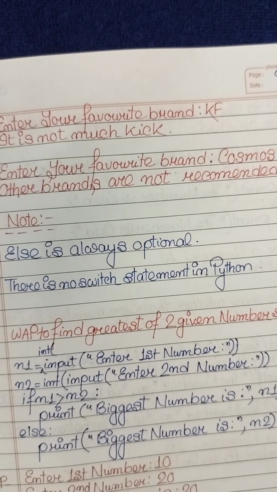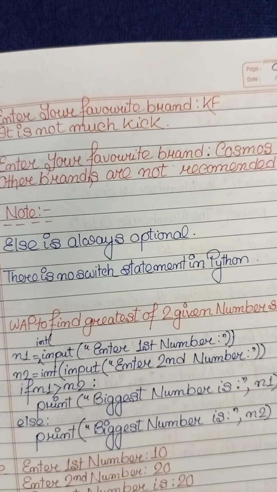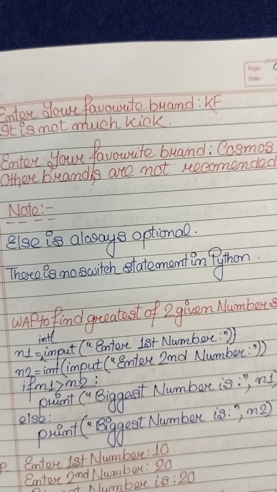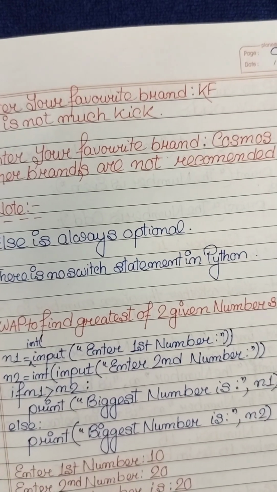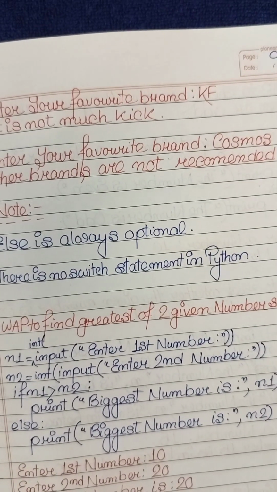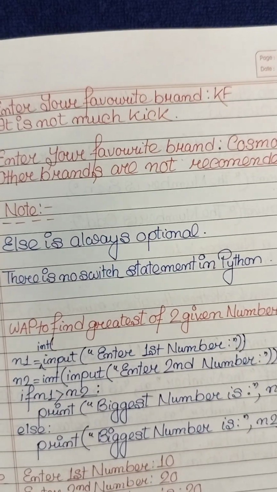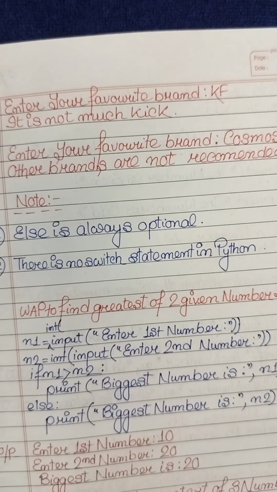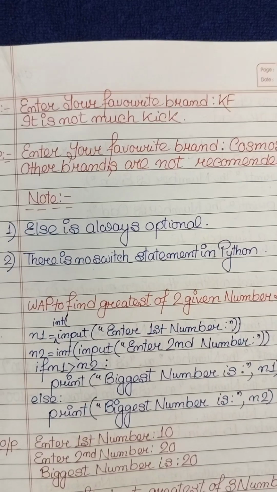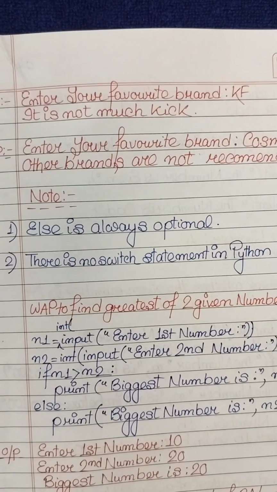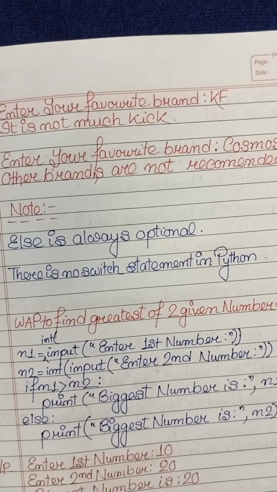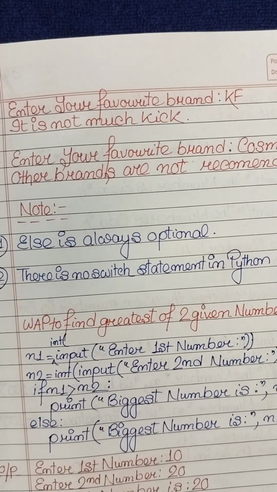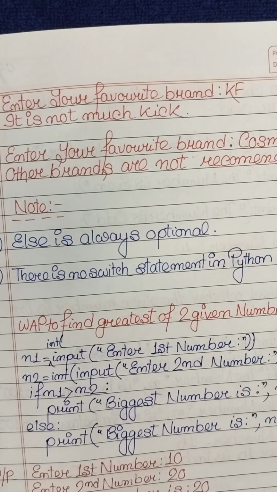So friends, in control flow we have already discussed the conditional statements, that are if, if else, and if elif else. These three are conditional statements. And in our next video I will discuss transfer statements, along with some more examples of conditional statements.